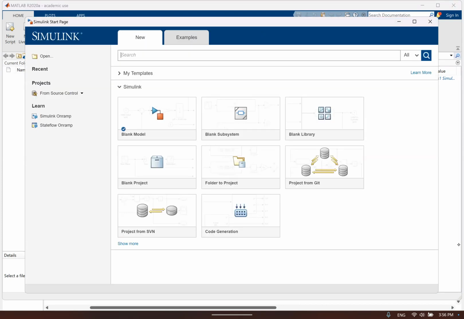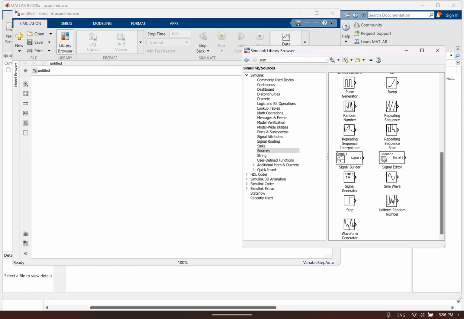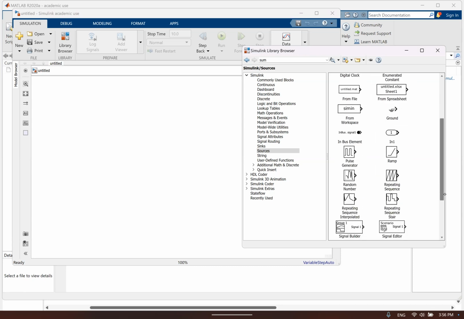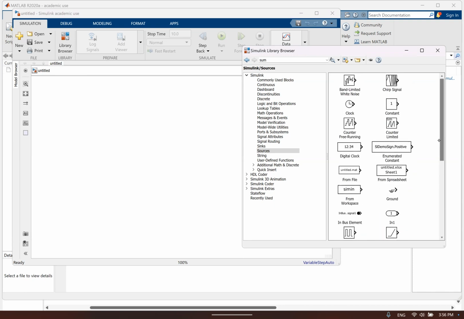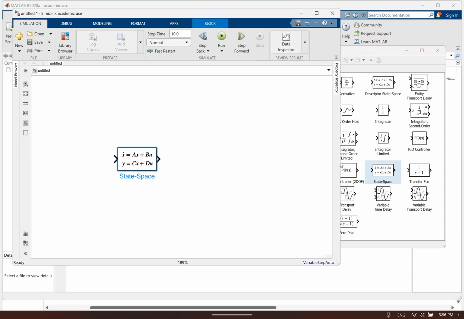And once you get that in MATLAB, you need a blank model. So click on blank model. Once you get your model, go to the library browser right here. Click on that and you get your library browser. Most of the common blocks are here, but is the state space here? No. So I'll go to the continuous block. Let's click on continuous, and you see the state space is right here. So just drag that and bring it over here. Let me enlarge this a little bit for you so you see what's going on.